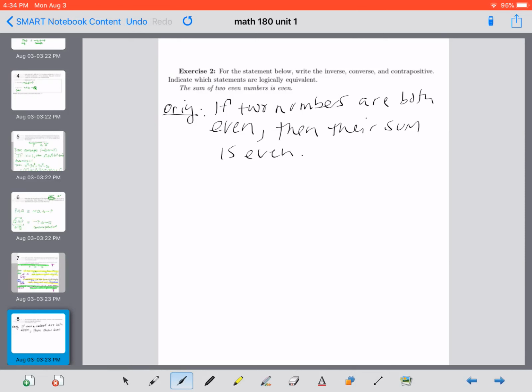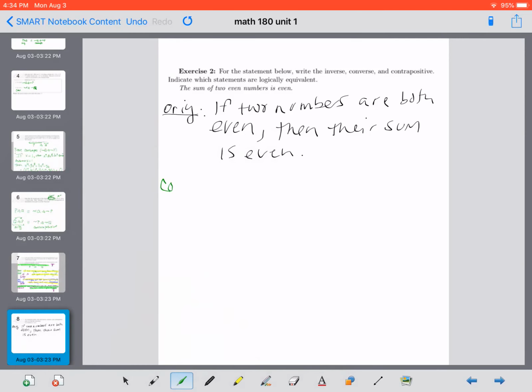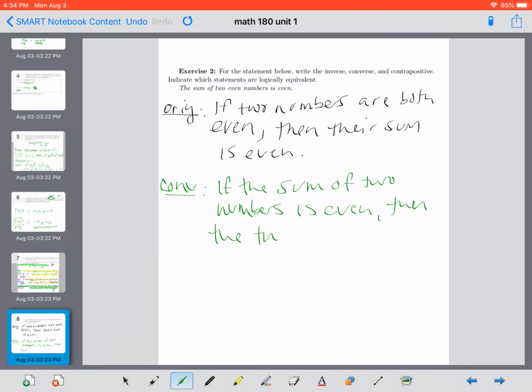Okay, now that we've written this in if-then form, we'll be able to write the inverse, converse, and contrapositive a little bit easier. So let's start with the converse. The converse swaps the P and the Q, the if and the then. So if the sum of two numbers is even, then the two numbers are both even.